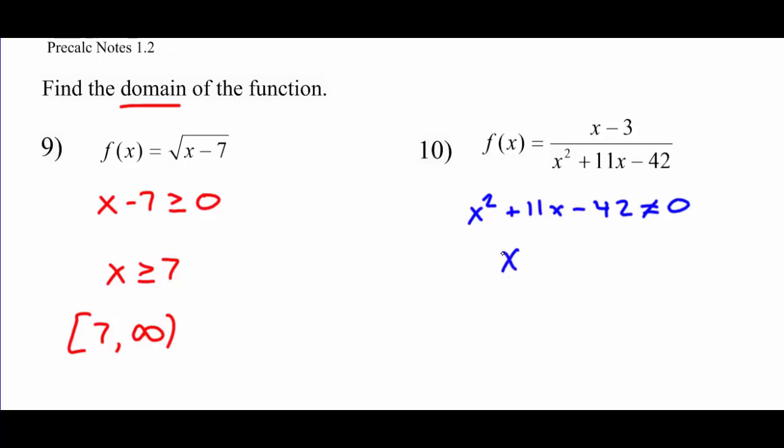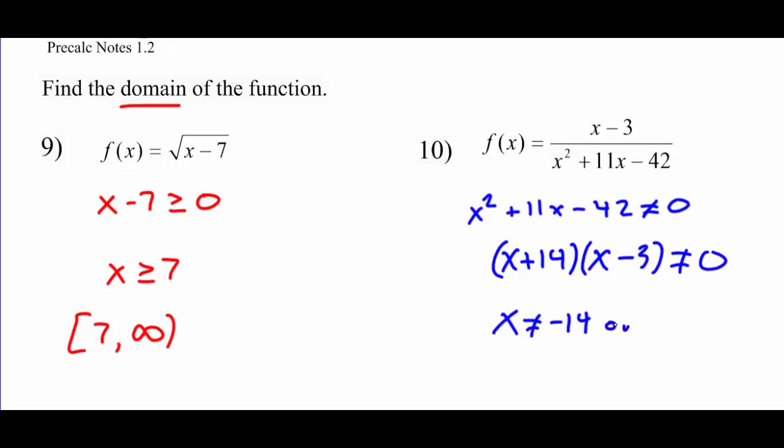Let's see, it looks like x plus 14 times x minus 3. 14 times 3 gives us 42. The difference between those two numbers is definitely 11. That seems like a pretty decent job there. So what I know is that x cannot equal negative 14 or positive 3. Those are the two values we have to avoid.